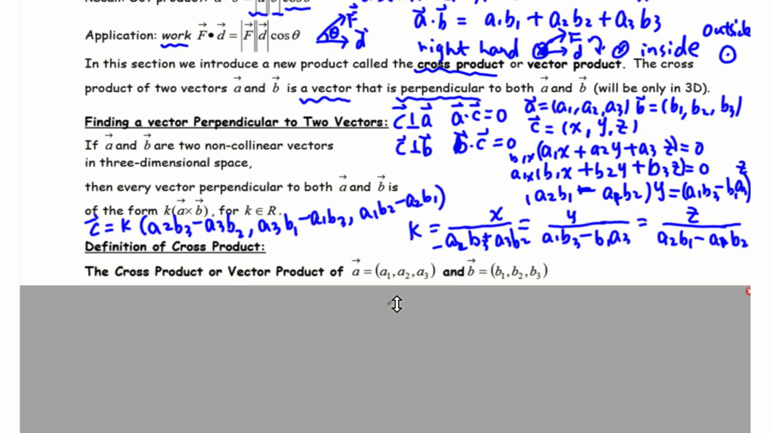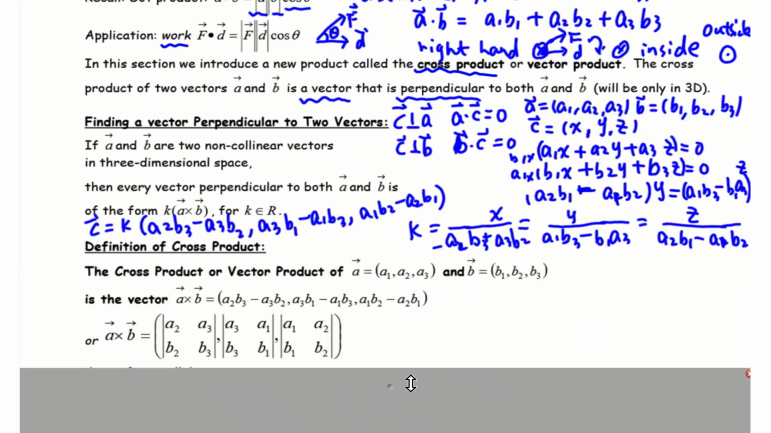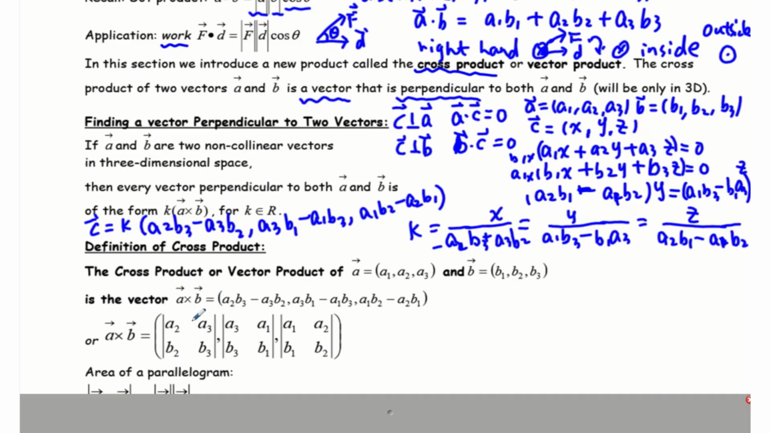And the definition of cross product is just let k equal 1. Then this is A2 B3 minus A3 B2, A3 B1 minus A1 B3. And look at this one, it's too complicated. The mathematicians figured out another notation.